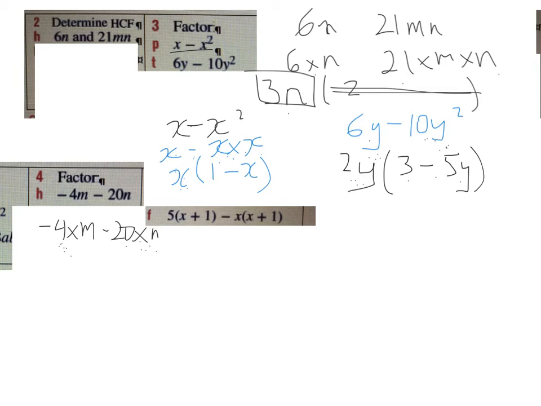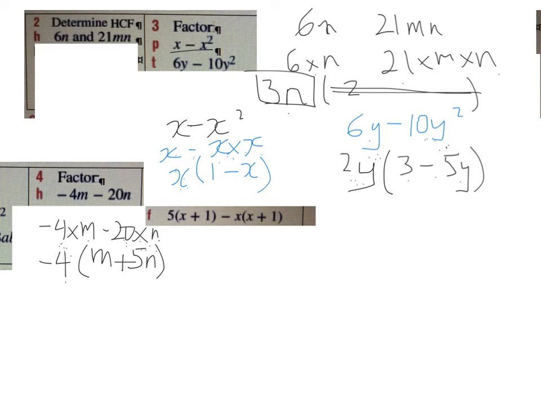So we've taken our negative 4, and I'm going to put some brackets in there. Now, because we've got a negative, this becomes positive, so it's going to become m, and we're going to have plus 20n, negative 20n divided by negative 4 gives us 5n. And then we expand it to check. Negative 4 times m is negative 4m, negative 4 times 5n is negative 20n.